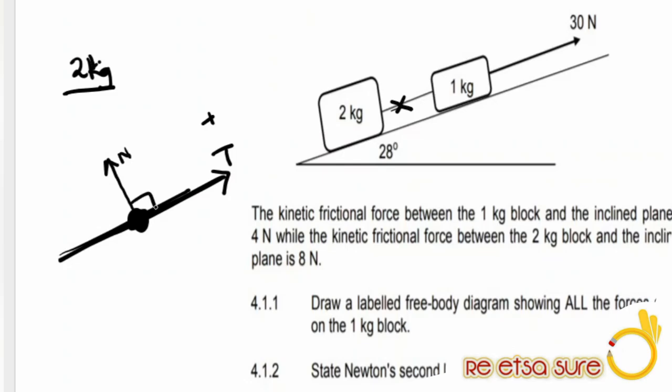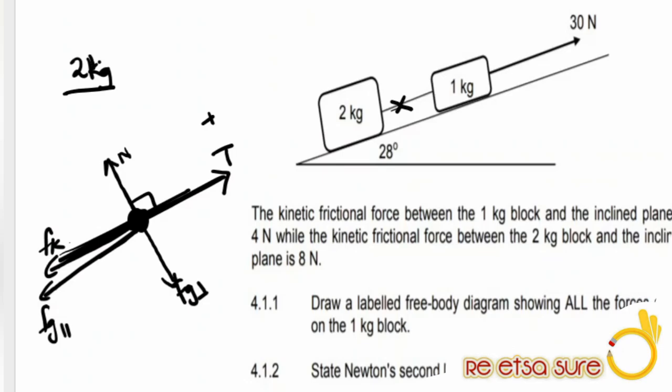I know that the normal force must always be acting perpendicular to the surface, and then I must also have FG perpendicular, FG parallel, I'm sorry, and then the kinetic frictional force. So here are the forces that I'm having. How many forces are here? 1, 2, 3. But for this one, 1, 2, 3, 4.